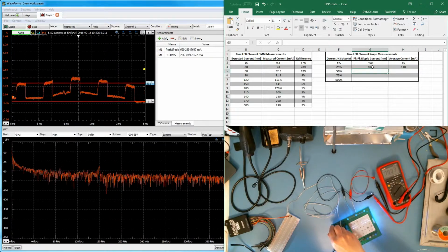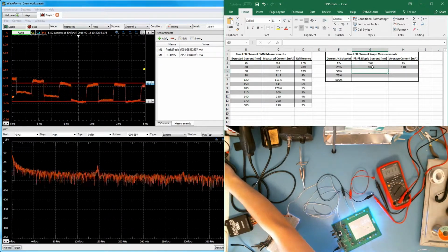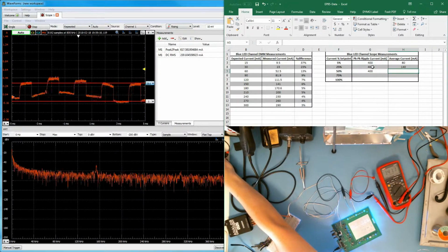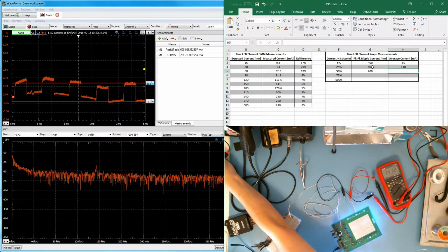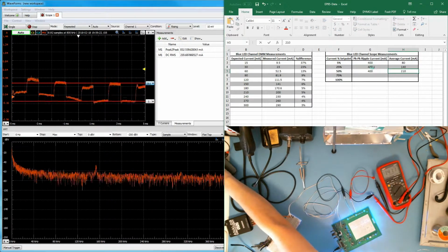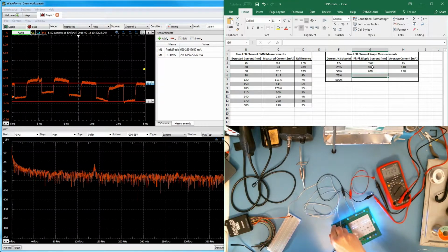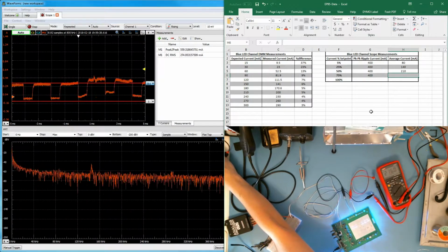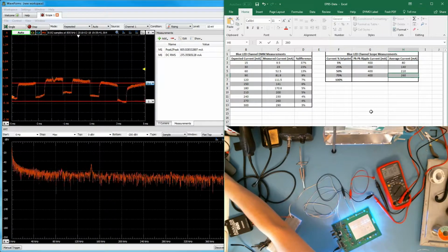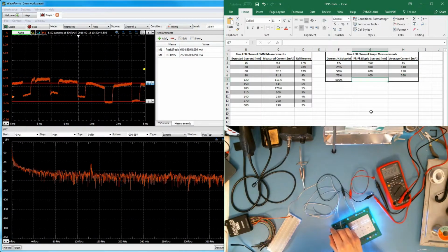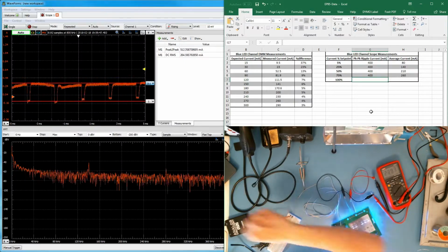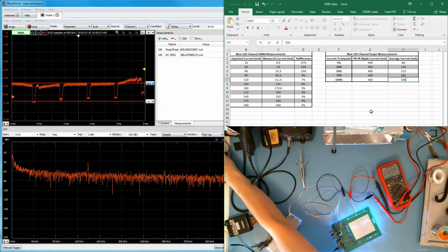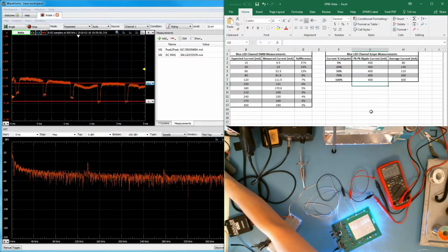Moving up to 50%. Its peak to peak is again around 400, and the average current is around 210. At 75%, again around the 400, and we're looking at around 260. Getting up to 100%, it looks like around the 400 again, and then nearly 300. There you go.